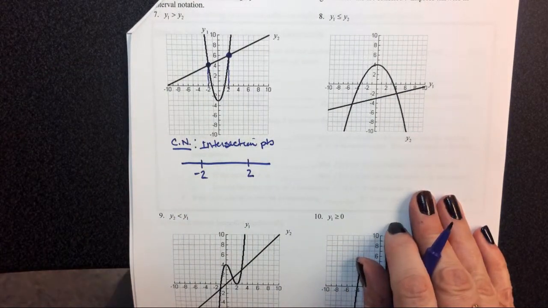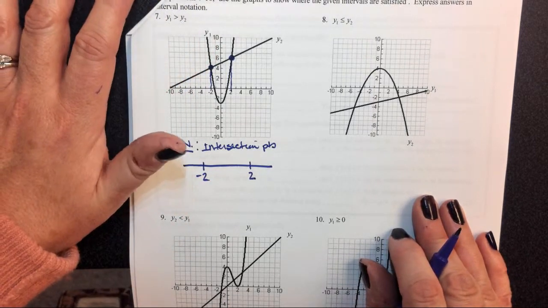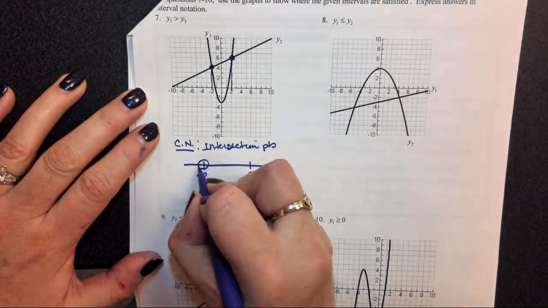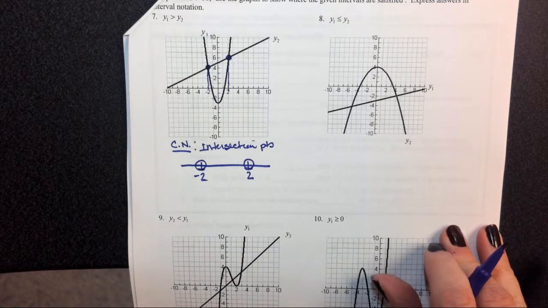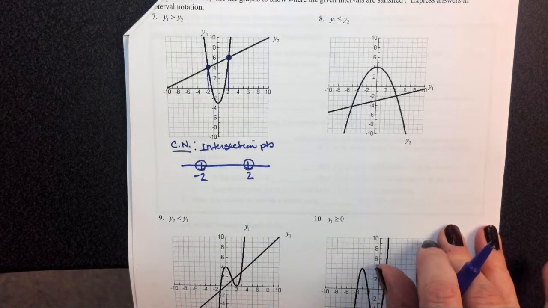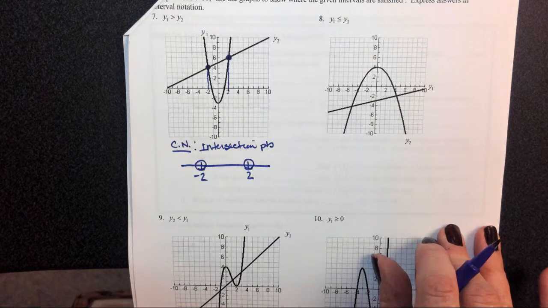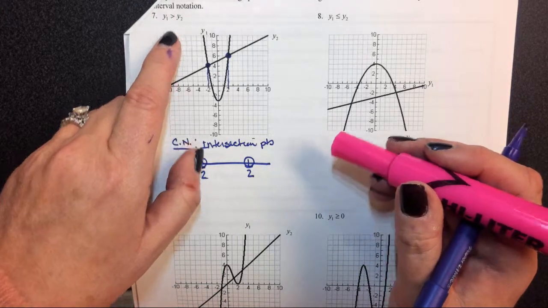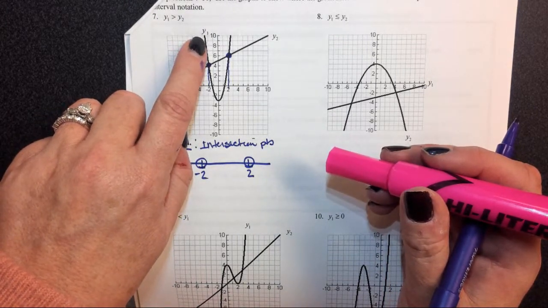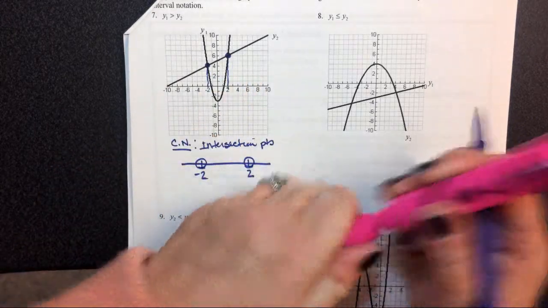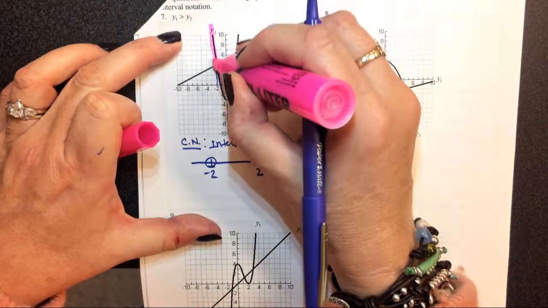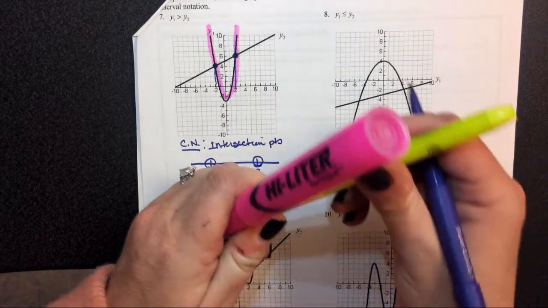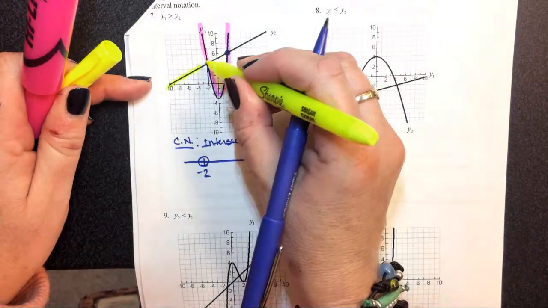Now look at your inequality. It's just a greater than. So would I use open or closed circles above my critical numbers? Open. So you look at the inequality to determine your open and closed circles just like we did algebraically. All right, now the big question is, I want to know where y1 is greater than y2. Notice on my graph, y1 is my parabola, y2 is my line. So here I'm just going to highlight y1 in my pink highlighter. And then y2 is my line.